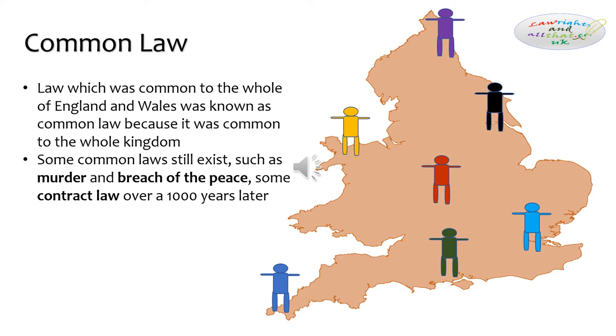For example, it was the common law that you would be judged by a jury of your peers, people the same as you from the same location, who would judge your behaviour. That's an example. Some examples of the common law still exist and carry on to this day, such as the crime of murder, breach of the peace, and some contract law. They all still exist.